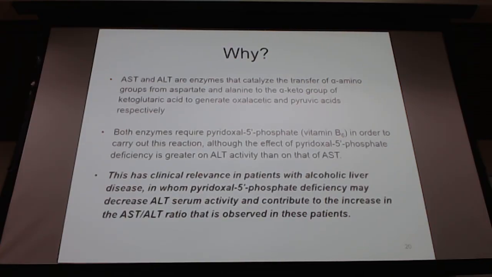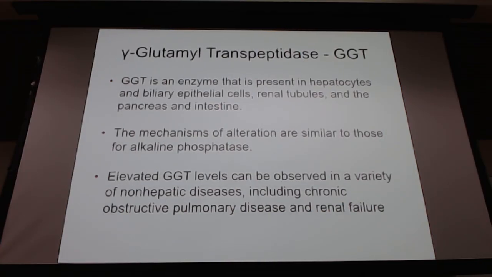Now, GGT is also not a very specific type of thing. It's present in hepatocytes, also biliary epithelial cells, also found in the renal tubules and the pancreas and the intestine. So this can be elevated. It can be an issue with any number of these organs. So similar to our alk phos that we talked about. So it gives us an idea.